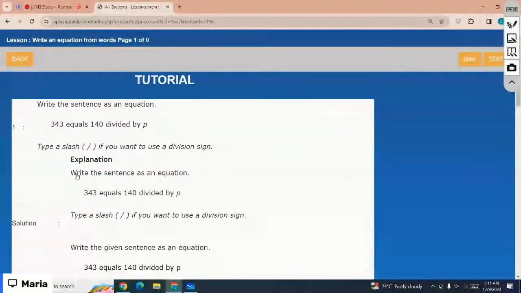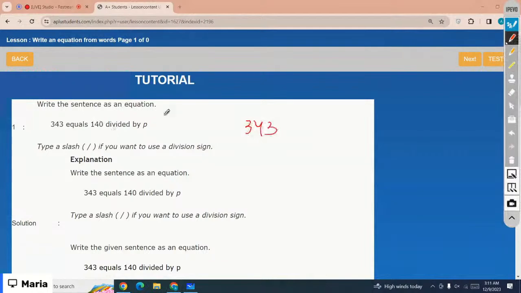So you have to 343 equals, right? So you have 343 that equals 140 divided by P. Got it? That is the correct option. So that basically you have to understand the statement and then you have to write down the equation using mathematical operations, right?